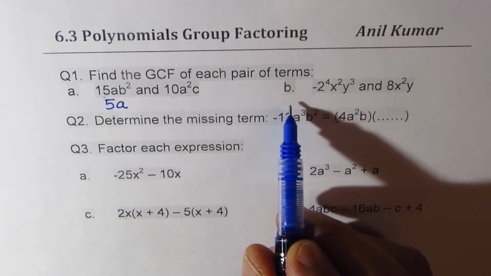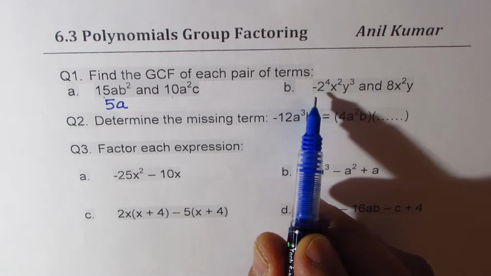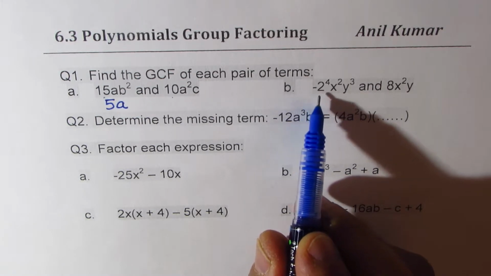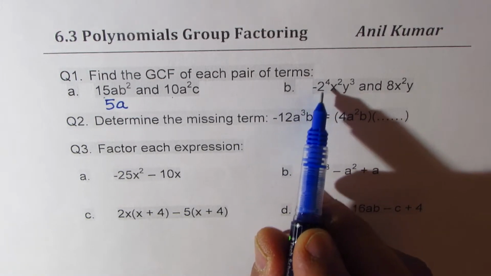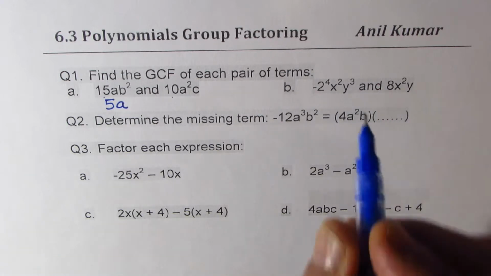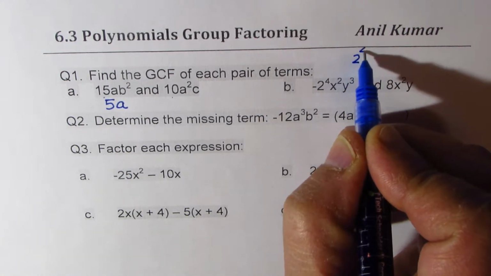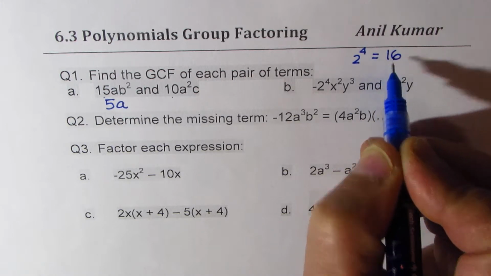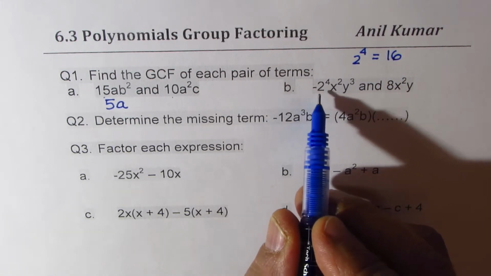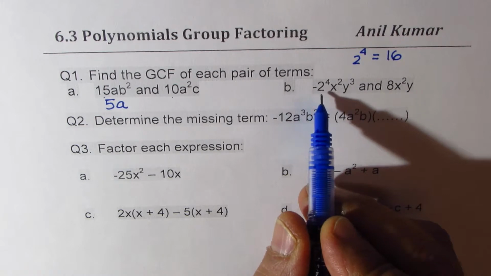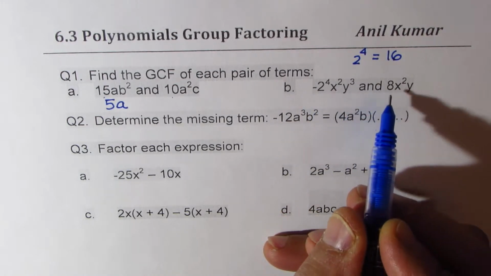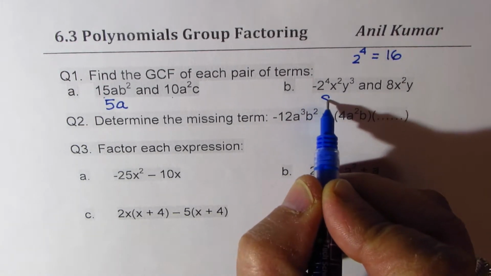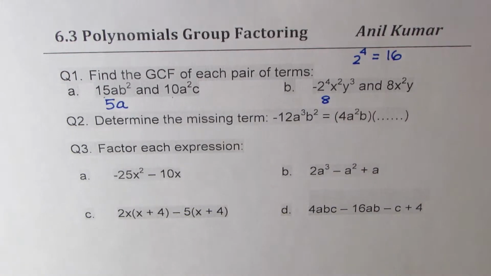Now let's look into b. Now this is slightly tricky. We have minus 2 to the power of 4, and here the number is 8. Now what is 2 to the power of 4 equal to? 2 to the power of 4 is 16, and therefore the greatest common factor between these two numbers is 8, right? You could also write minus 8, both can work for you.